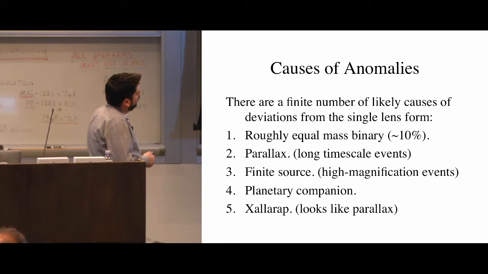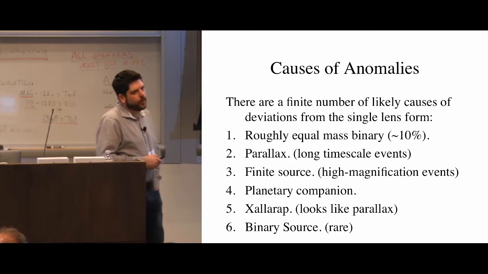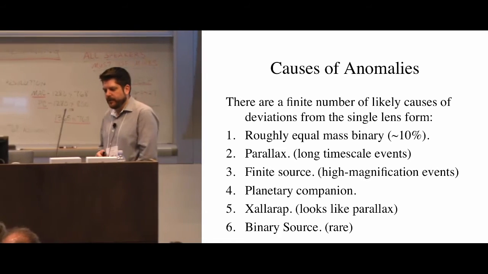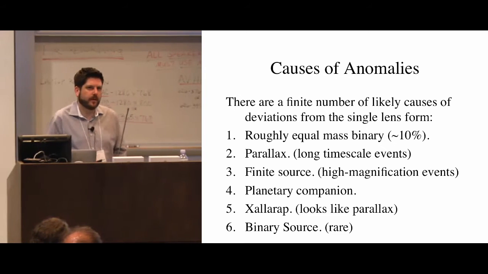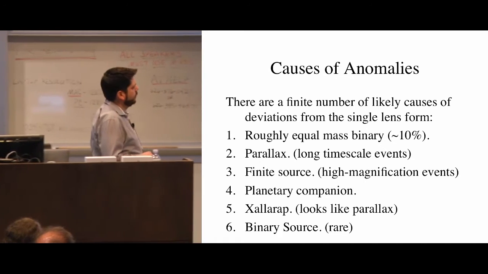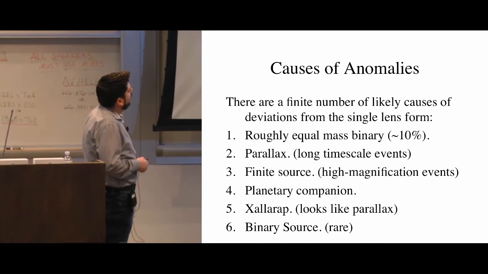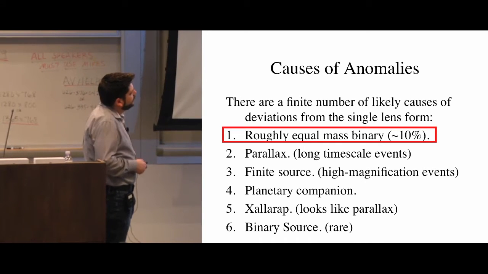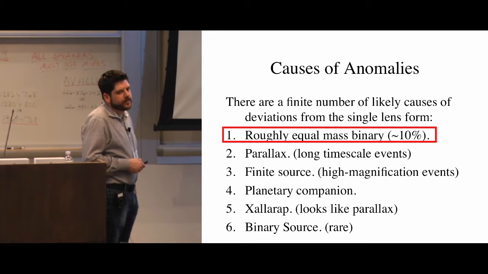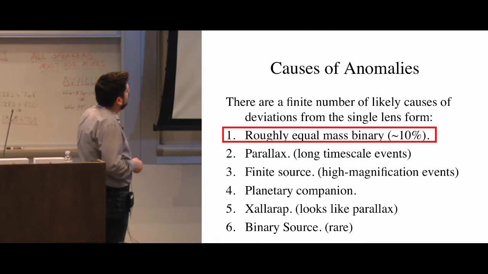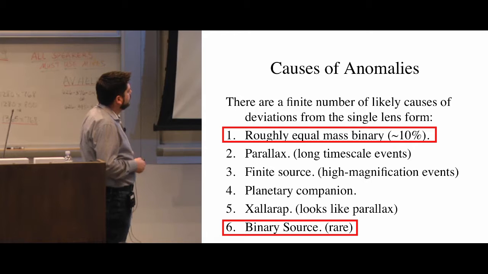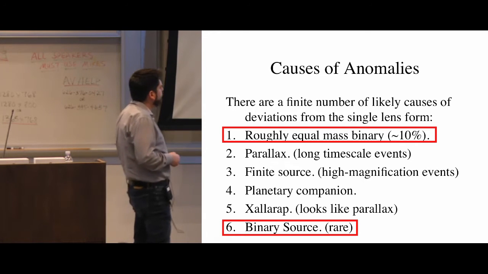Okay, and then a binary source. We worried a lot about binary sources when we first started looking for planets, but they've turned out to be relatively rare for reasons that are somewhat obvious in retrospect, and I can talk about it later if you want. So the first rule of thumb is most perturbations are caused by binary lenses. And binary sources themselves are relatively rare.